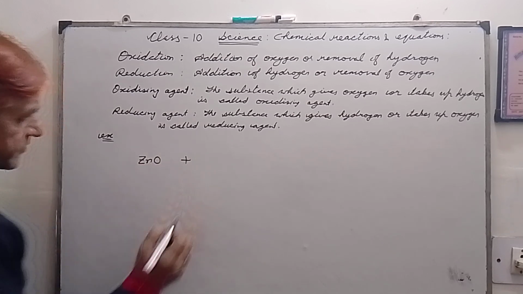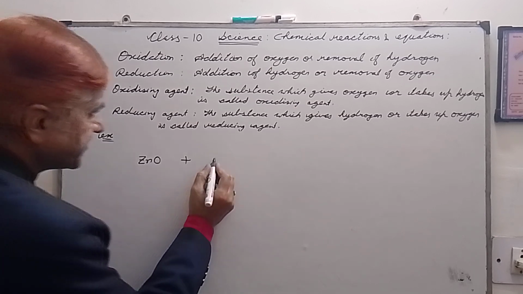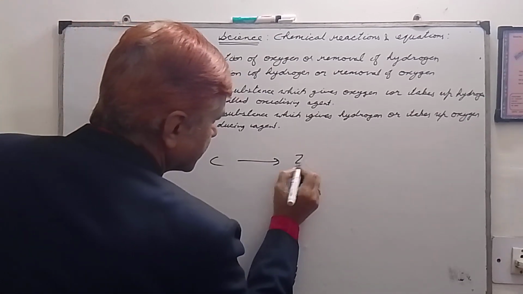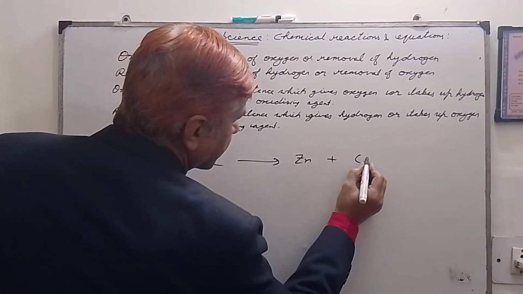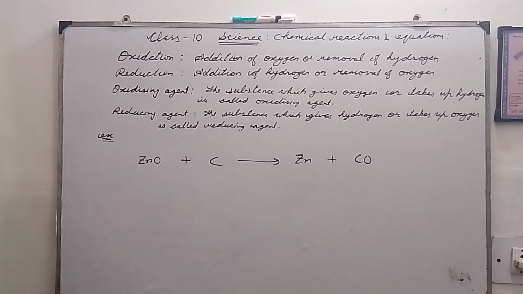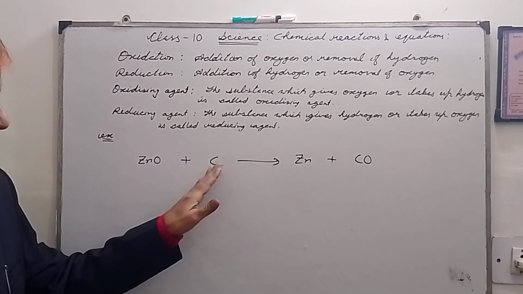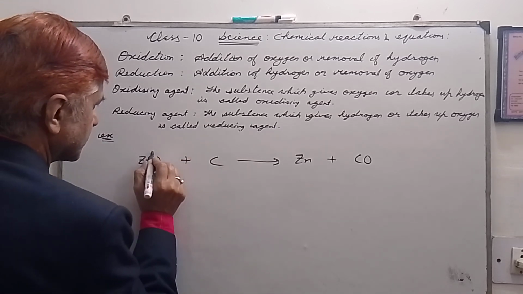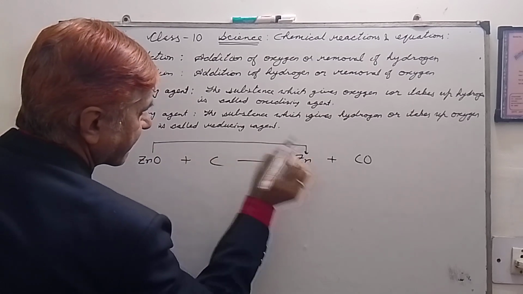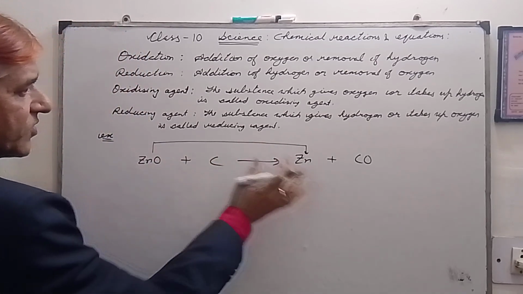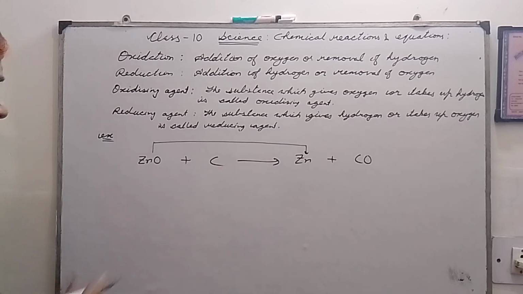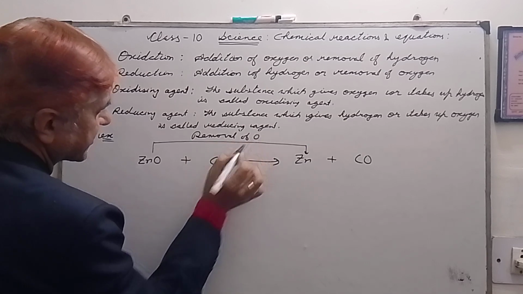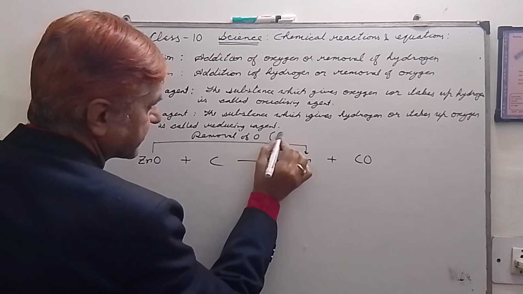Zinc oxide plus carbon is equal to zinc plus carbon monoxide. Again, this is an oxidation redox reaction. Now here removal of oxygen is there. You can see this clearly. So removal of oxygen. And what is removal of oxygen? Reduction.